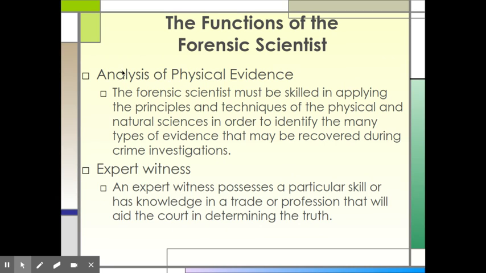Once we have it, now we have to take it back to the lab. Now we have to analyze it properly. We must be skilled in applying the principles and techniques of the physical and natural sciences in order to identify the many types of evidence. So it goes back to one of those earlier slides: the chemist, the biologist, the physicist, the ballistics, the arsonist. All of these experts in their field have to analyze the data properly, or else the defense attorneys are going to pick it apart.